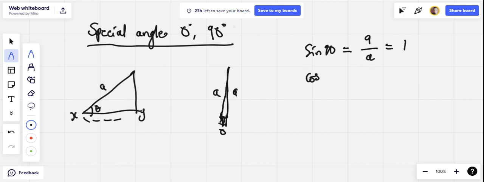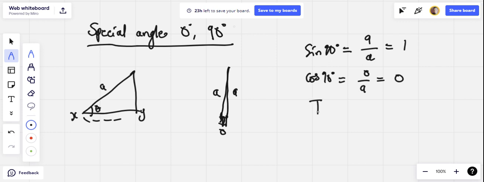And then cos 90 degrees will be, cos is adjacent over hypotenuse. Adjacent in this case is this bottom line that has been shifted to become 0. So that will be 0 over A. 0 over anything is 0. So cos 90 is 0.